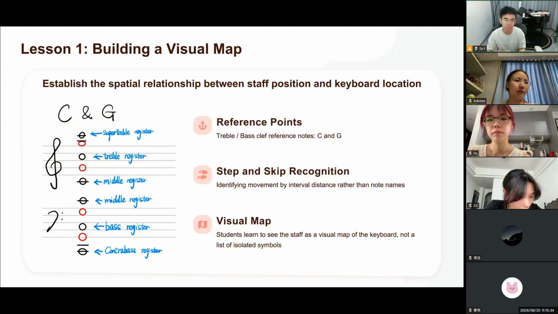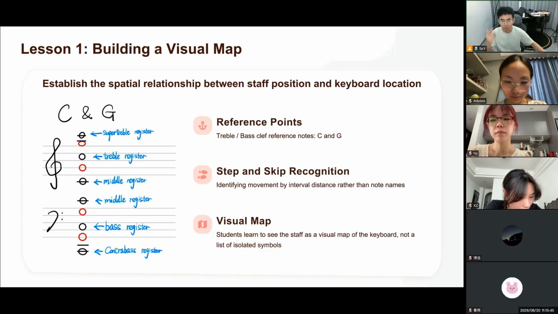But knowing the map is not enough. Students may have seen the map, but they don't yet own it. So the second training is to draw the map from memory, not by looking at it. Close the score, close your eyes. Visualize the score in your mind, then write it out from memory.